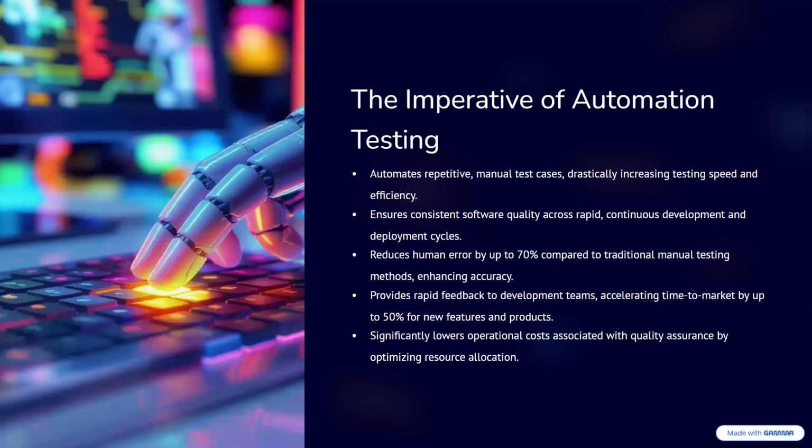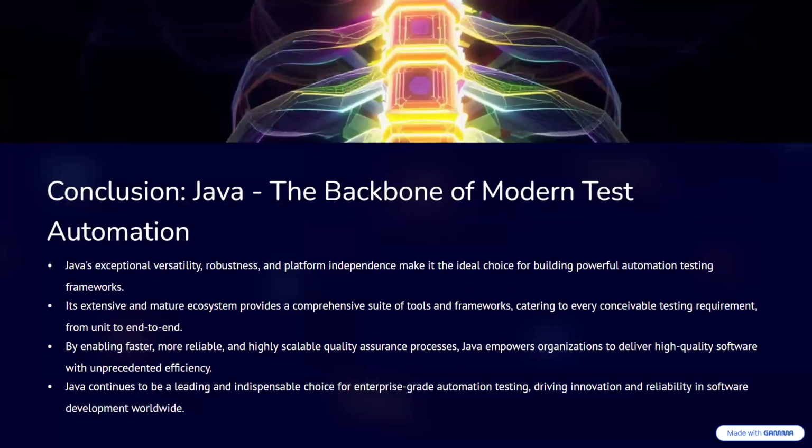So how is Java impacting automation testing? It automates repetitive manual test cases, drastically increasing testing speed and efficiency, ensures consistent software quality across rapid and continuous development and deployment cycles, reduces human error by 70%, provides rapid feedback to development teams, and lowers the operational costs associated with quality assurance. So if you see the current market, Java is the backbone of any automation testing framework. Why? Because Java is robust, platform independent, and also a mature ecosystem. What do you mean by mature ecosystem?